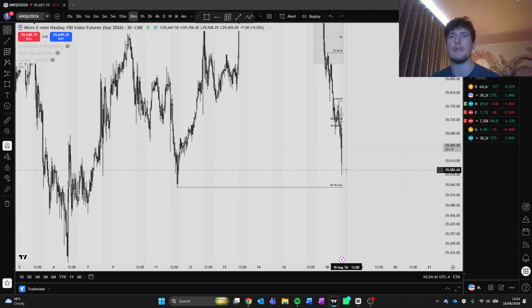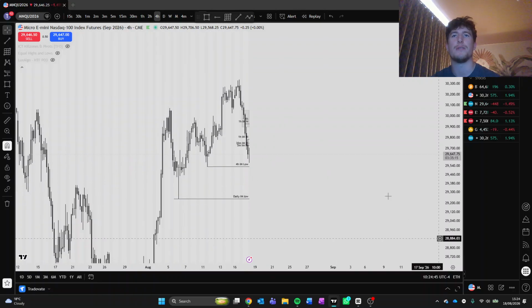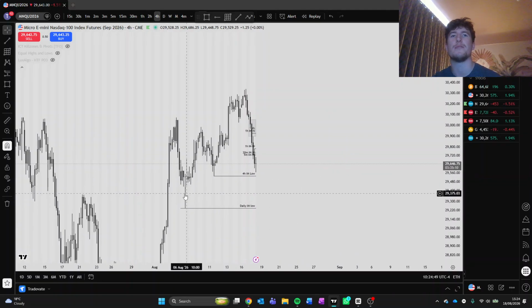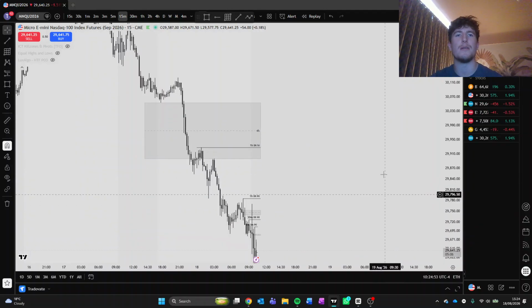What are we expecting here? Inverse the 4 hour, 4 hour rejection work. We could be making low resistance liquidity on the higher time frame here. Look, 1, 2, and 3. I understand why it wouldn't come down.